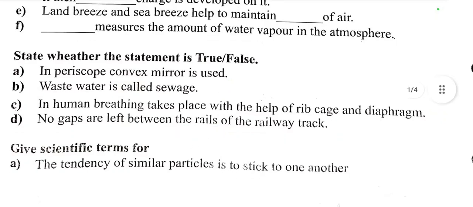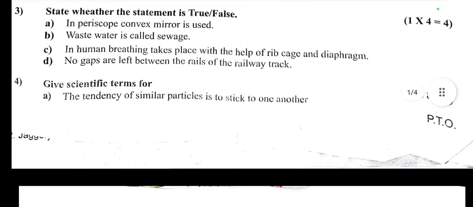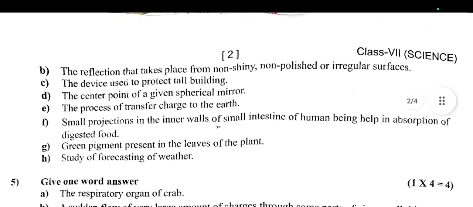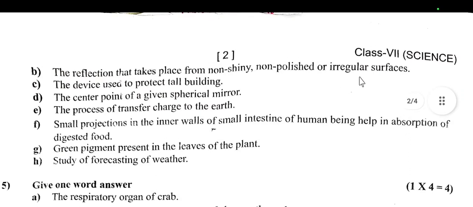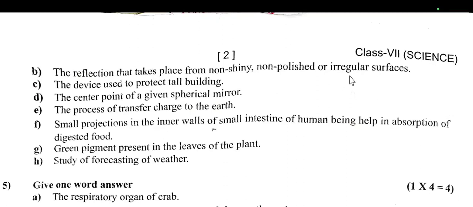Now the scientific terms, and this is of 8 marks. The tendency of similar particles to stick together to one another is cohesion. Next, the reflection that takes place from a non-shiny, non-polished or irregular surface is irregular or diffused reflection.